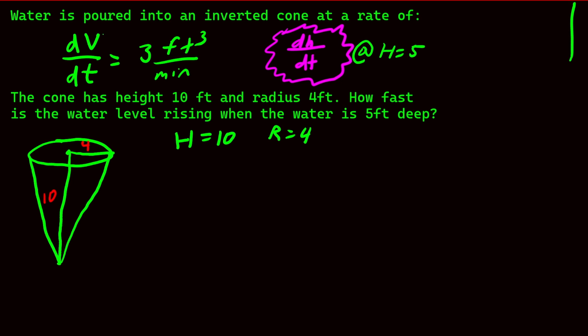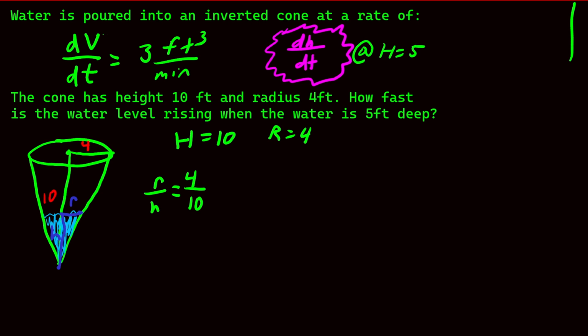Okay, so now the first step is always geometry. Let's pretend the water's getting poured in, like this. Do you guys see the water's making kind of like a small cone inside of the big cone? So you use similar triangles. So this is going to be some r, and this is going to be some h. Using similar triangles, we know that r over h is going to be the same as the ratio 4 over 10. So now, what do we do?